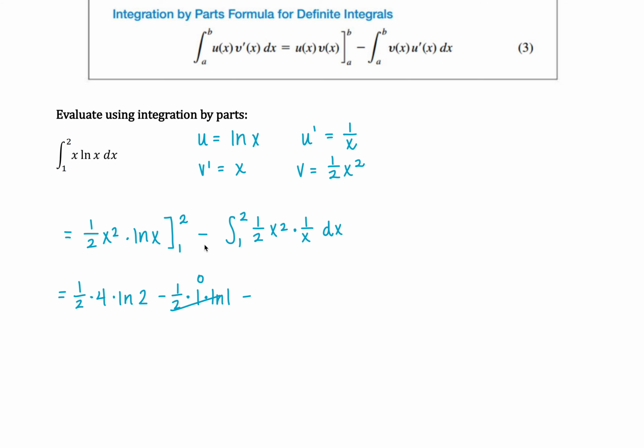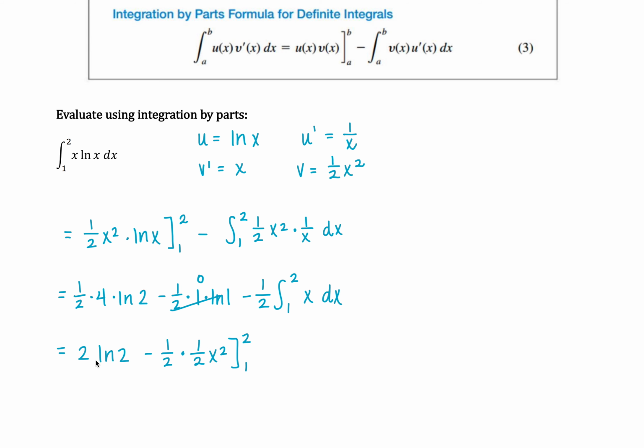Now let me keep going. I've got minus, I'm going to bring the 1/2 in front. The 1 over x and the x squared we can cancel, so we're just left with x dx inside there, and that is very easy to integrate. 1/2 times 4 is 2, so I've got 2 times the natural log of 2, minus 1/2. When we integrate x, we get 1/2 x squared. And again, we're going to evaluate from 1 to 2.